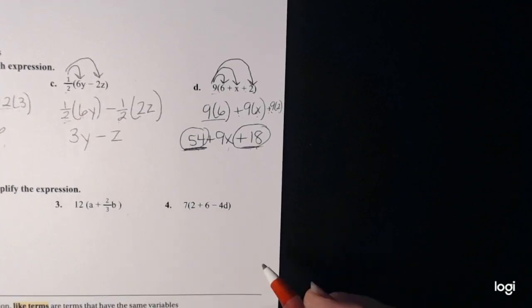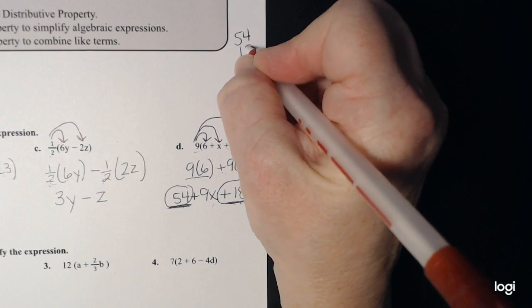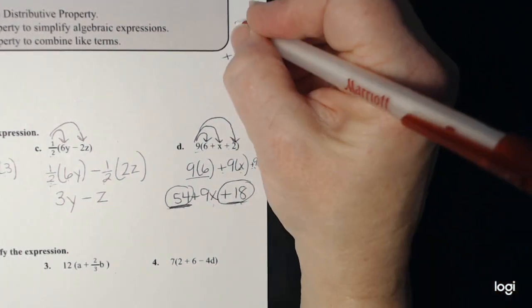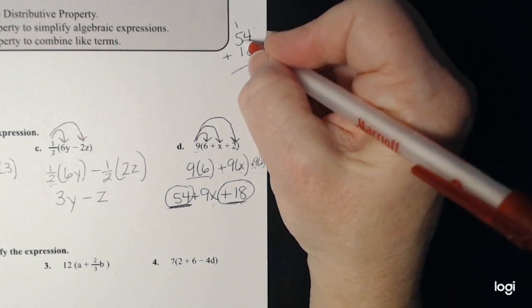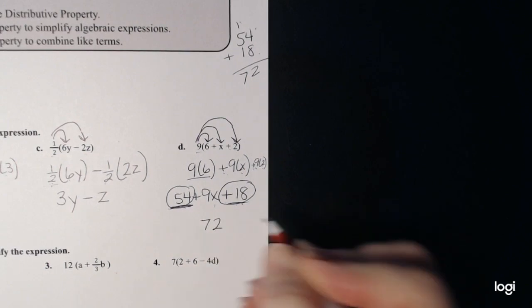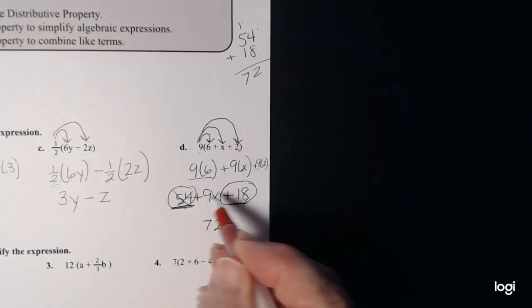Well, if we don't know, we'll have to come up here and put it on a scrap area so we can add it. 8 plus 4 is 12. 5 plus 1 is 6 plus 1 is 7. So I have the answer 72. Now we've added 54 and 18. So those are done. We've combined them.